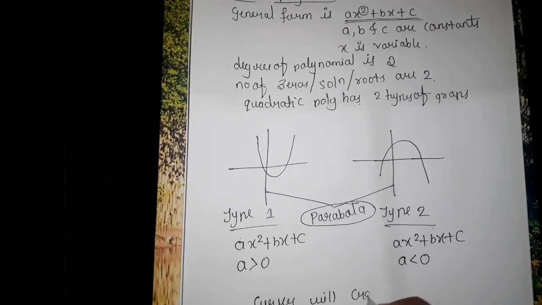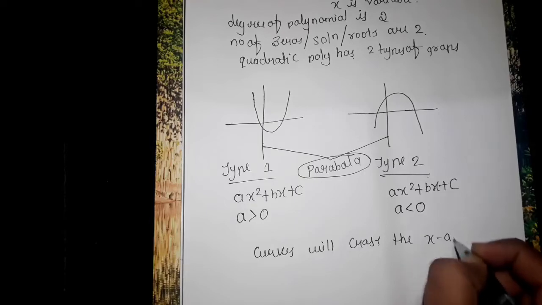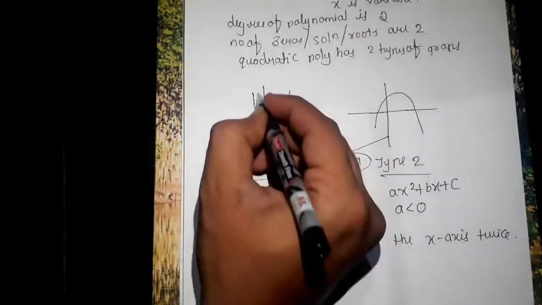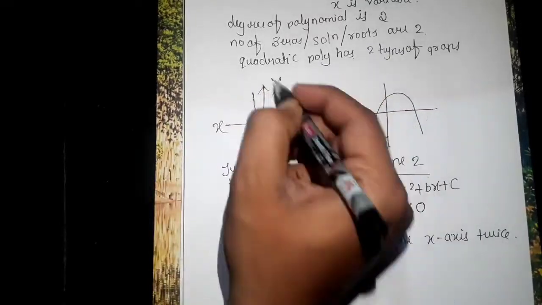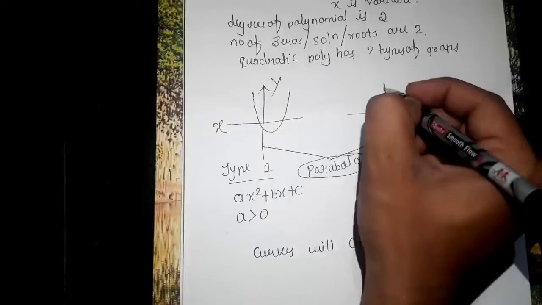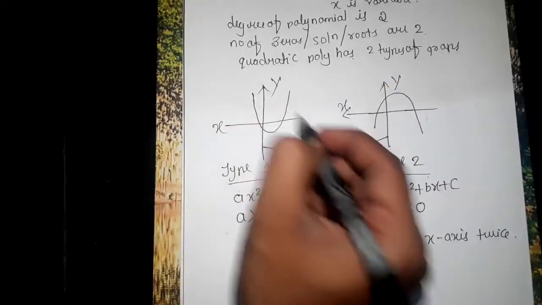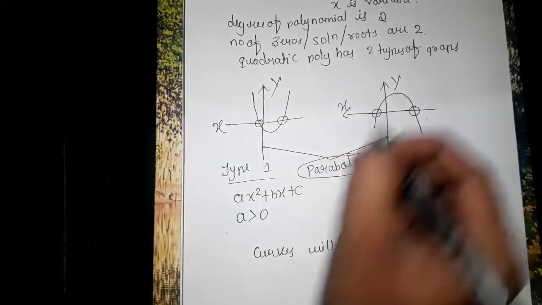In quadratic polynomials, curves will cross the x-axis twice. That is, these are the curves, they are crossing the x-axis. This is y-axis, this is x-axis. These curves both are crossing the x-axis twice.